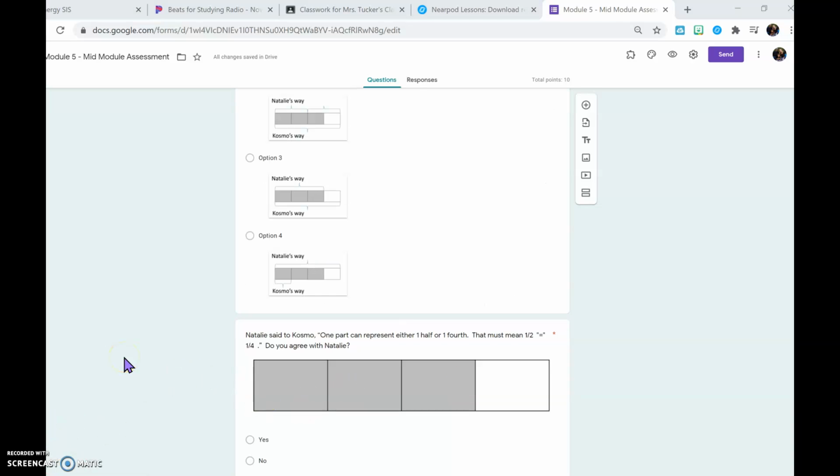Natalie said to Cosmo, one part can represent either 1/2 or 1/4. That must mean 1/2 equals 1/4. Do you agree with Natalie? Yes or no? She says one part can represent either 1/2 or 1/4. That must mean 1/2 equals 1/4. Do you agree with Natalie?